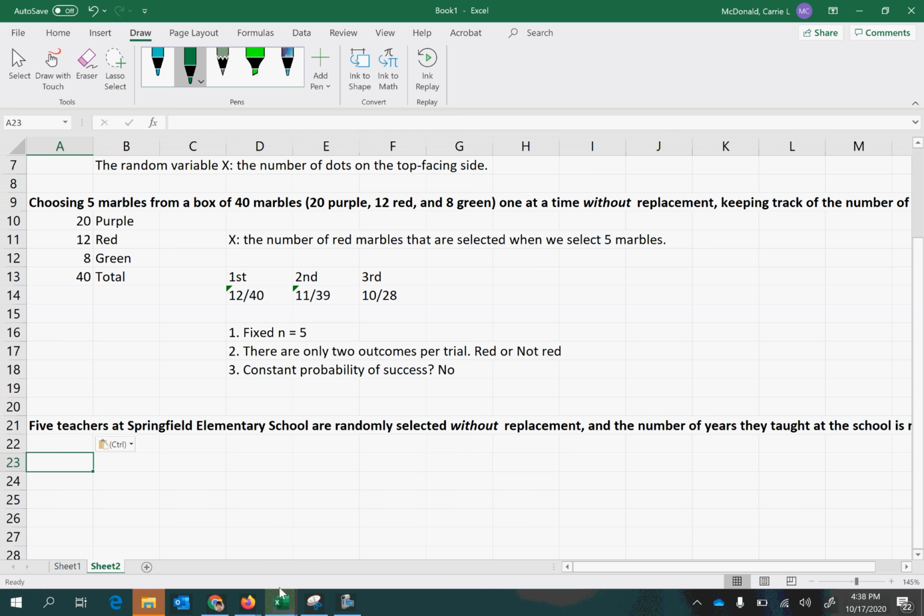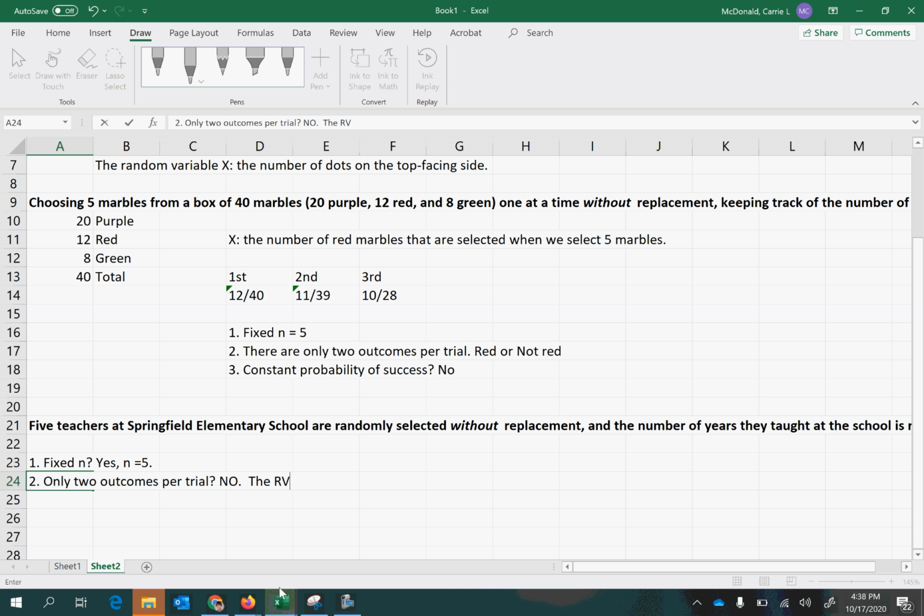So first of all, fixed n, yes, n is 5 because we're selecting 5 teachers. 2 outcomes per trial, only 2 outcomes per trial? And that would be no here. Why is that? How do I know that the answer is no? Because the random variable x equals the number of years they taught at the school.